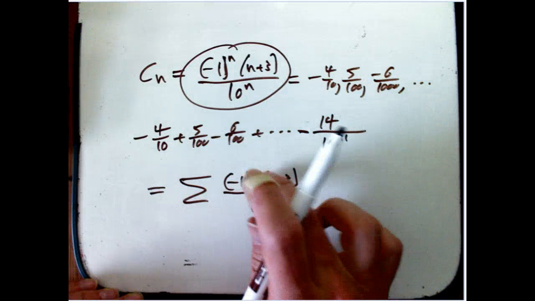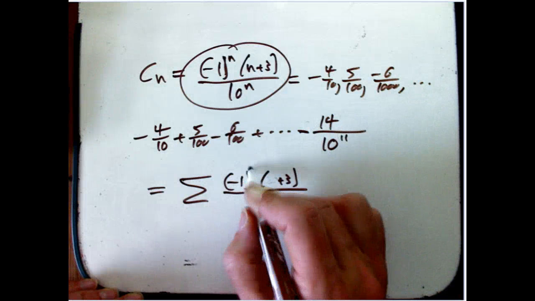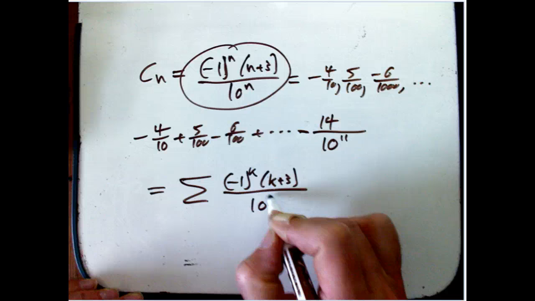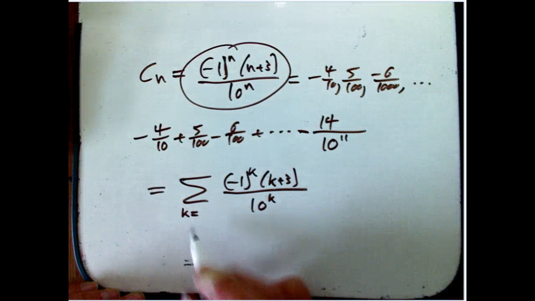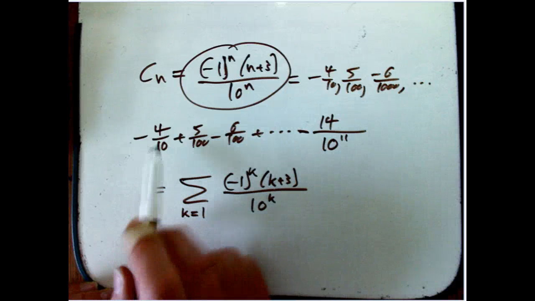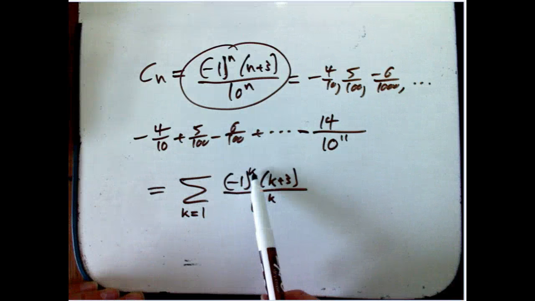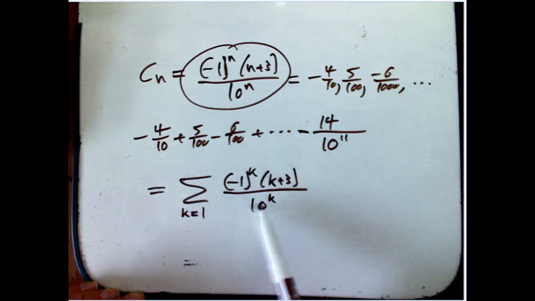Let me go back to k here. I was kind of making this point that k is maybe a better variable as a summation variable. Okay, well, is it k equals 1? Let's see. Does this start with k equals 1? Yeah. Minus 1 to the 1 is minus. 1 plus 3 is 4. 10 to the 1. Okay.